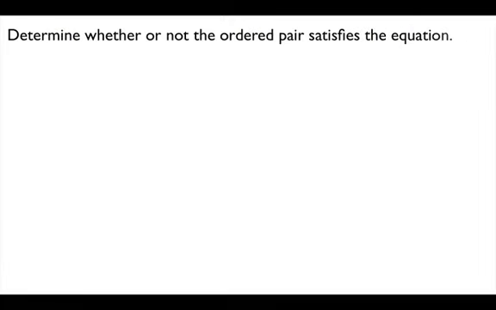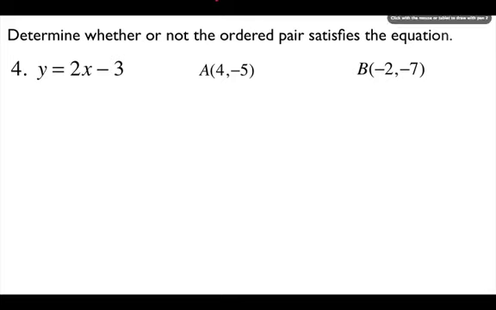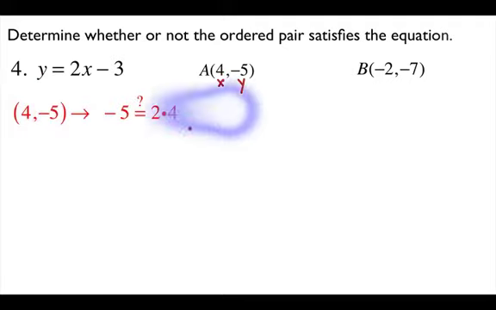It says determine whether or not the ordered pair satisfies the equation. So here's number 4. There's 2 points. All we're going to have to do is basically take this ordered pair, where this first value that you see here, 4, represents an x value, and this represents a y value, and I'm going to plug them into this equation. So when I do that, this is what I get. For the y, I plug in -5. For the x, I plug in 4, and I have this here. I'm not sure if this is going to be equal, so that's why I have a question mark here.